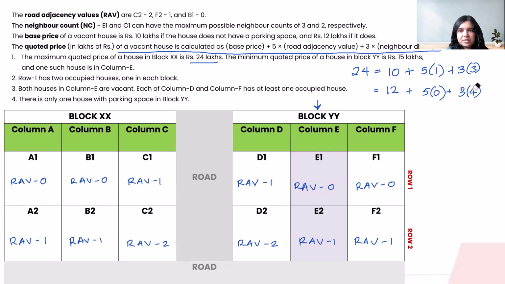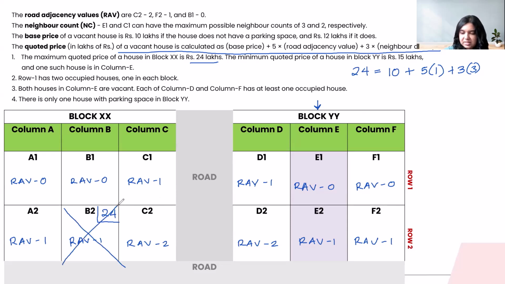That means my only possibility for the house which is priced at 24 lakhs would be B2. So I am writing down B2 is priced at 24 lakhs. And clearly, if it is priced at 24 lakhs, it is a vacant house. That means nobody stays in B2 as well.